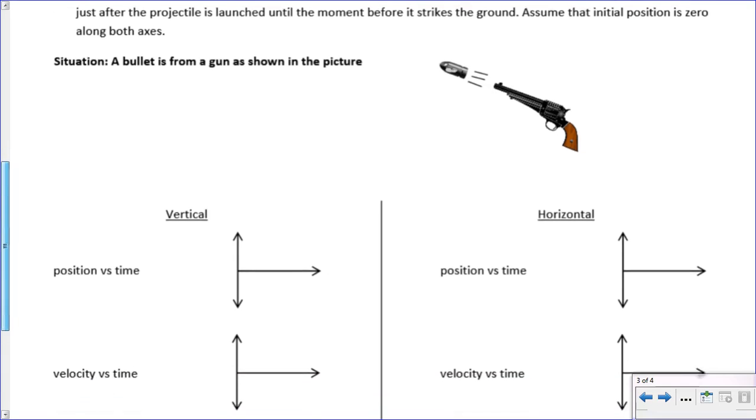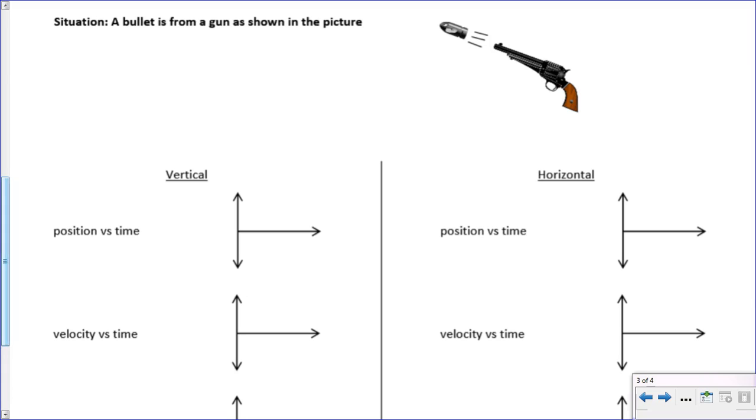So for the vertical axis, you have to think about what's happening in terms of position. It's going to be a curved line because it's accelerating on the vertical axis. The bullet is going to be going up at first, and then it's going to come back down. So on the vertical axis, it just looks like that. It goes up, and then it comes back down.